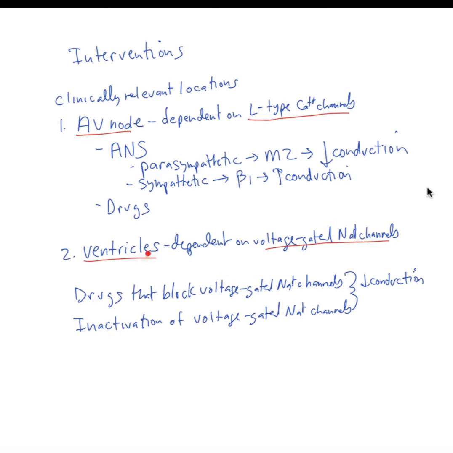If we look at the ventricles, they're going to be dependent on voltage-gated sodium channels because these are fast response fibers. They depend on sodium channels and sodium current for phase zero. And there are drugs that can block voltage-gated sodium channels and decrease conduction velocity through the ventricle. And there's also conditions that can increase the inactivation of voltage-gated sodium channels, like hyperkalemia, and that also can decrease conduction velocity. Notice what's absent here is the effects of the autonomic nervous system.